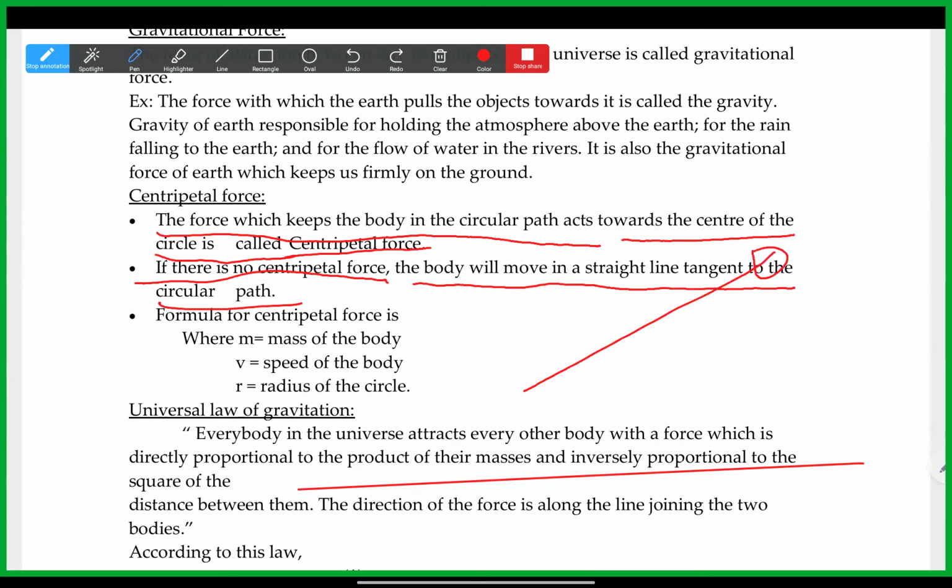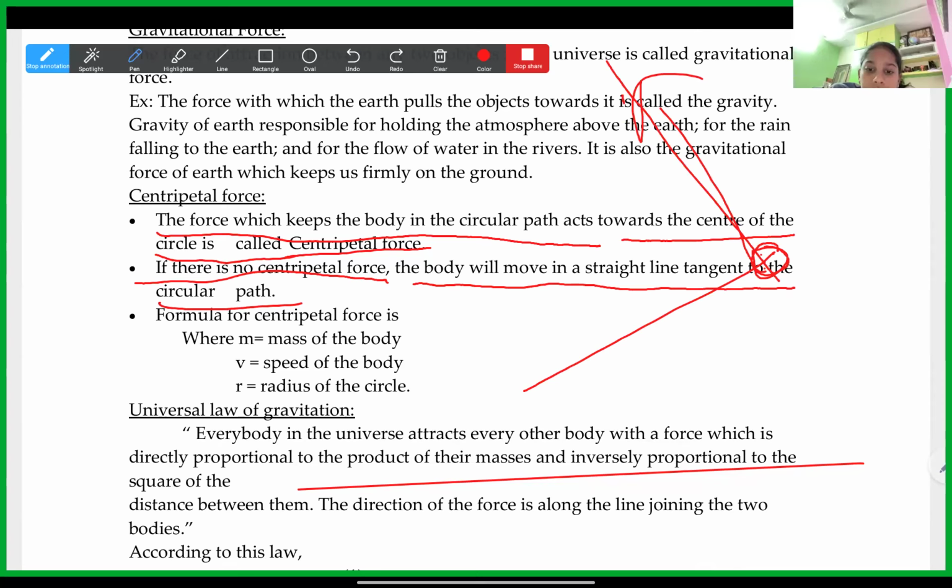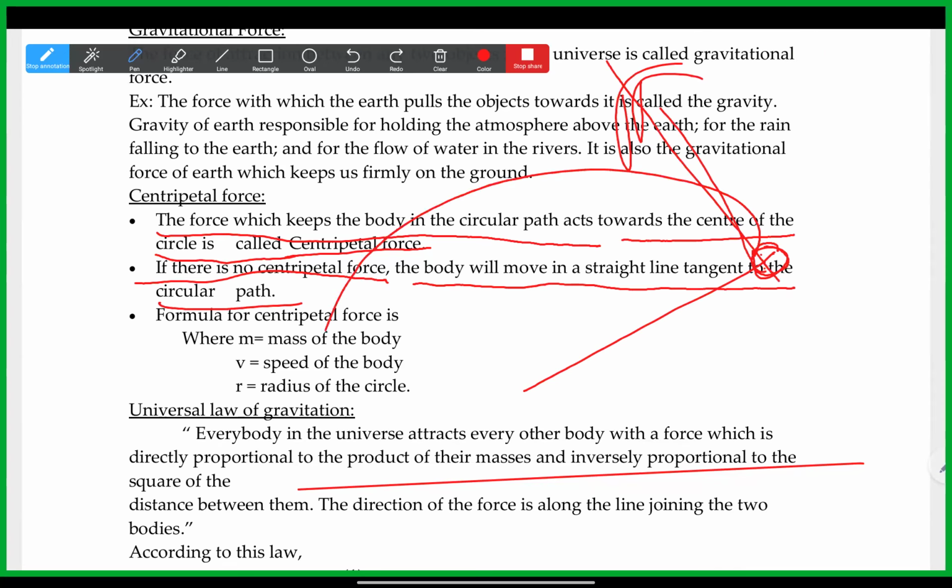If you leave it suddenly, from the position where it lost contact, it will move tangent, straight and fast. Until then it was in circular motion. If we leave it, it will move away.